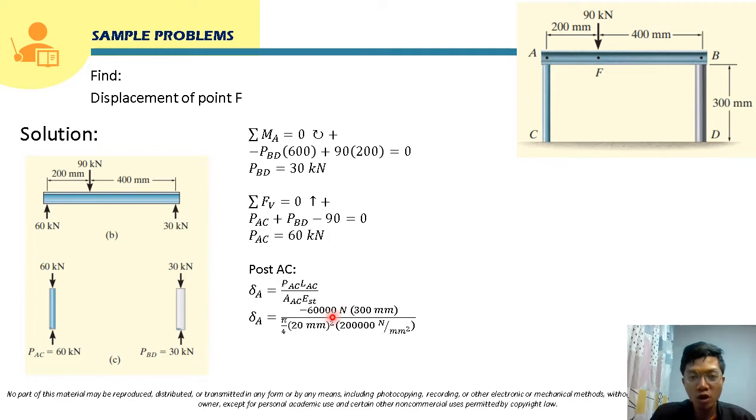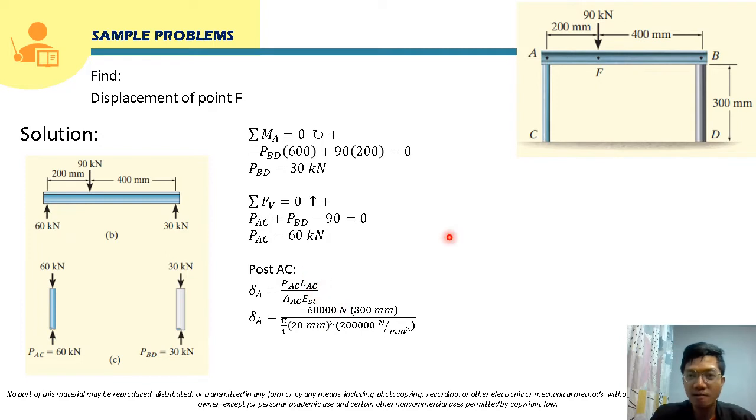For our internal normal force, if you cut a section at any point on this member, the internal normal force will be 60 kilonewton all throughout, so this will be 60,000 Newton. Since this is compression, let's say this is negative, just to indicate if it's compression or elongation.